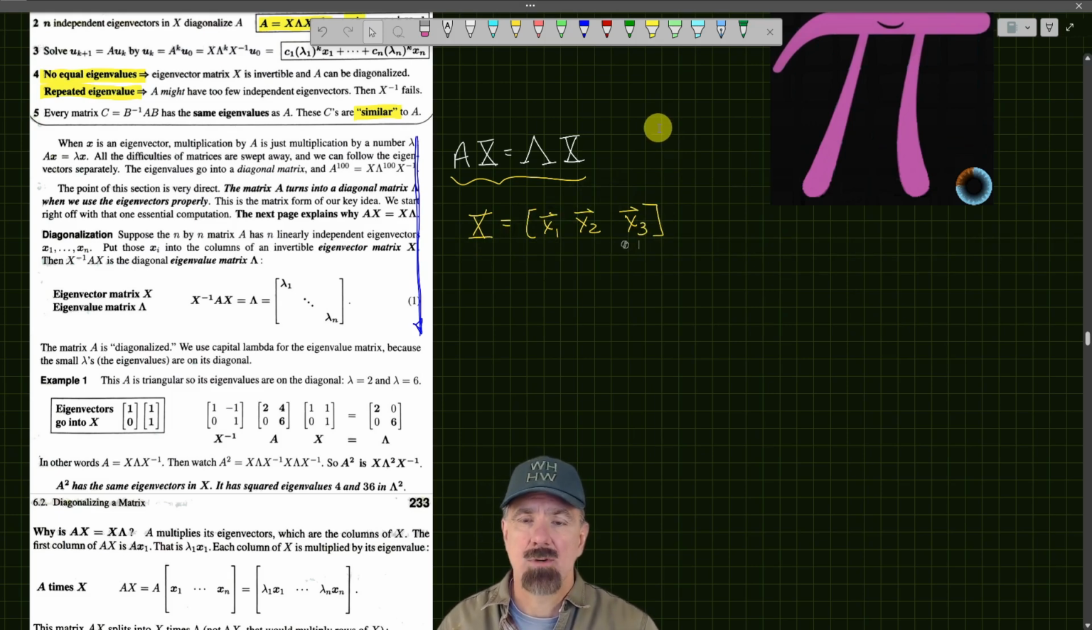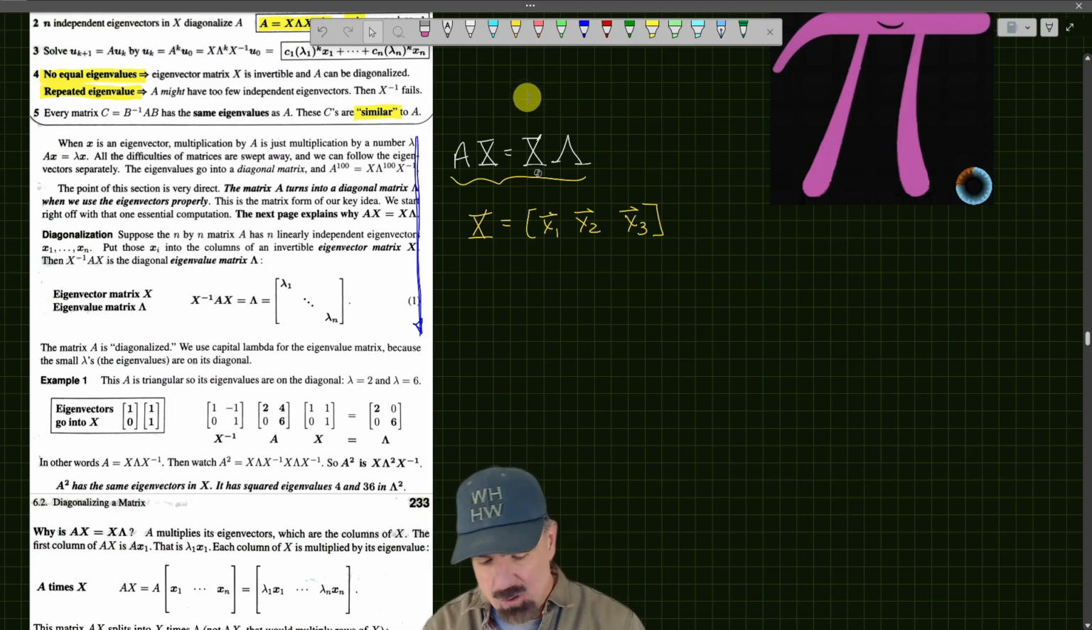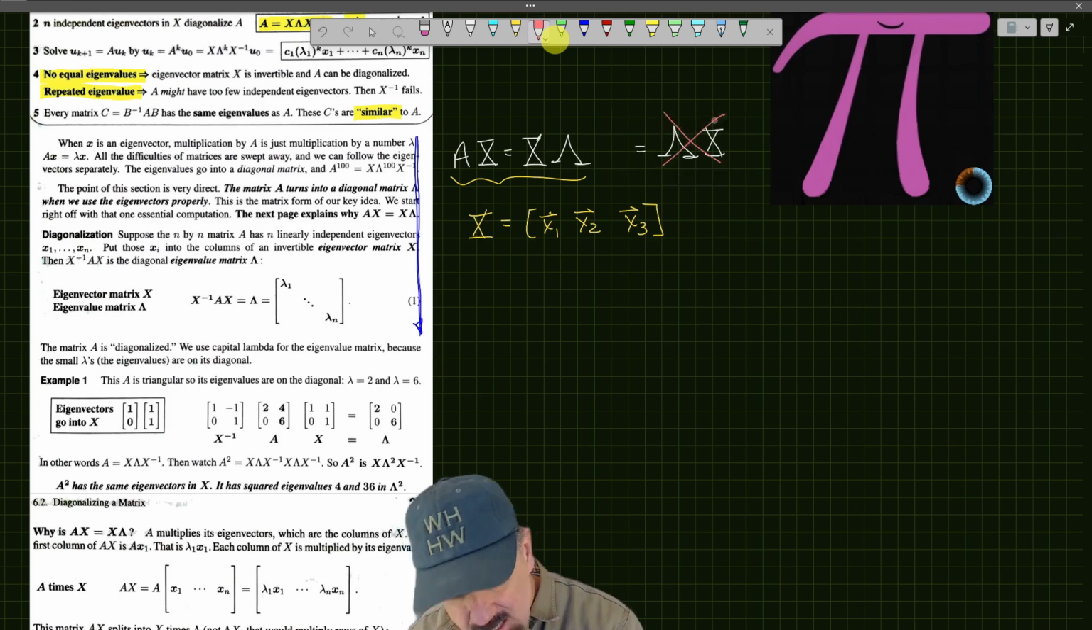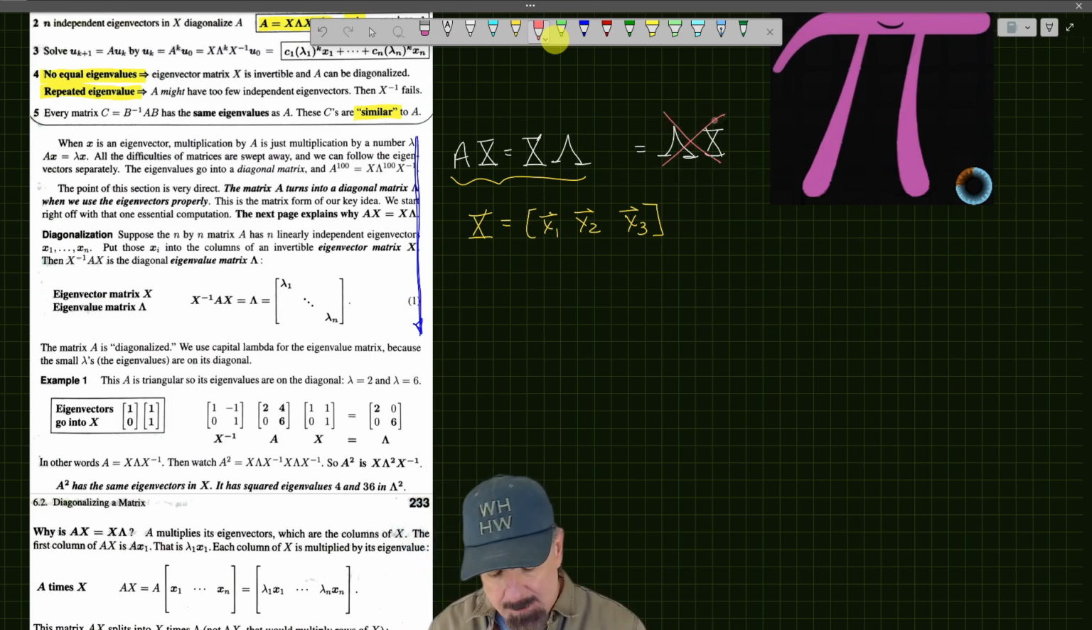Of course, I have this written backwards. Sorry, I had to adjust here. I have this written backwards, which is actually important because the alternative is not true. We may think as we're going through this that perhaps we could write this as lambda times X, but it turns out that that is incorrect, and I'll show you why that is.